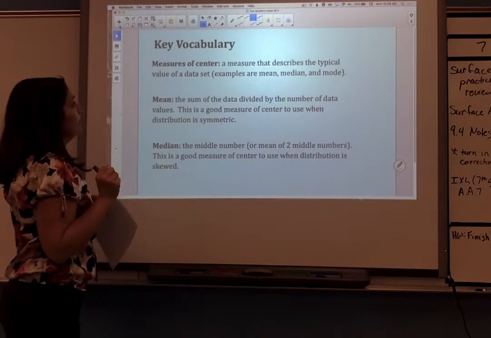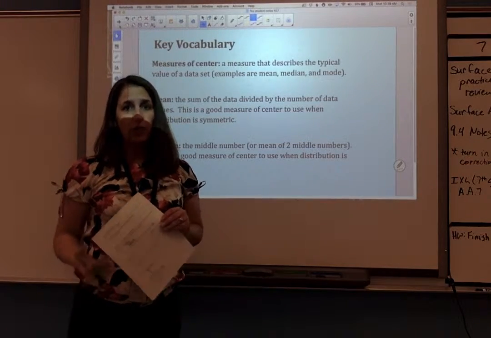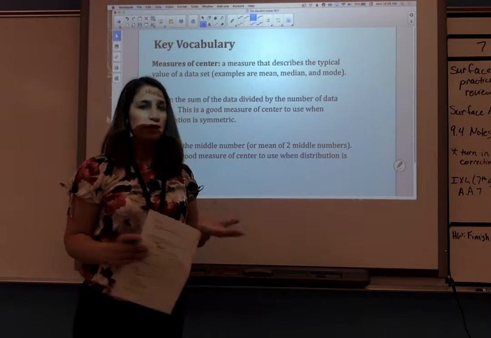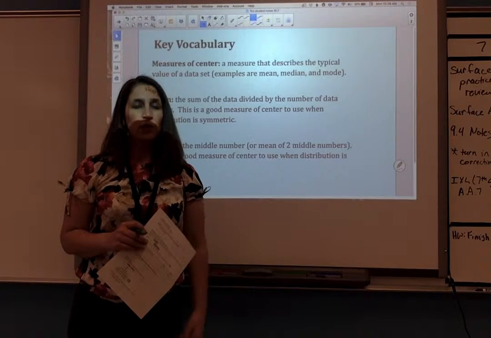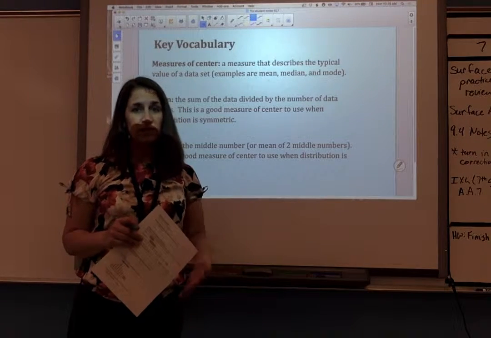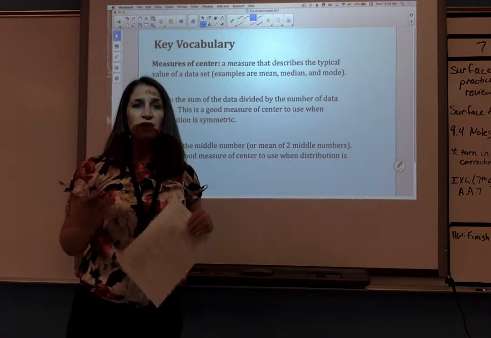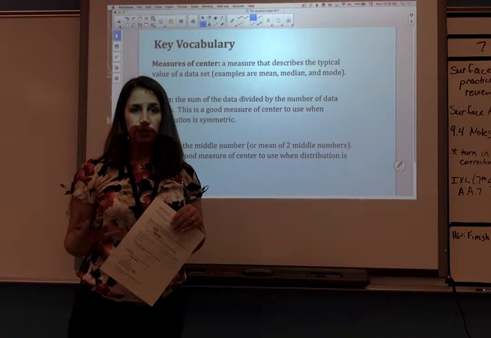Okay, now here's some more vocabulary. Measures of center are measures that describe a typical value of a data set. So examples: mean, median, and mode. You've done these before. So mean is the sum of the data divided by the number of data values. This is a good measure of center to use if the distribution is symmetric. The mean is a great way to measure the center.